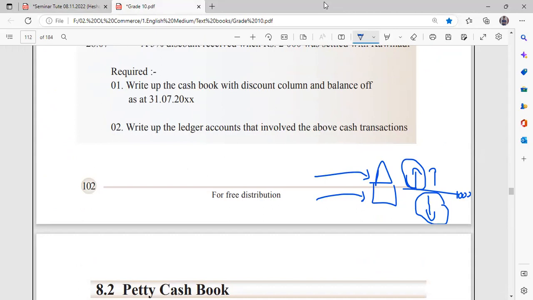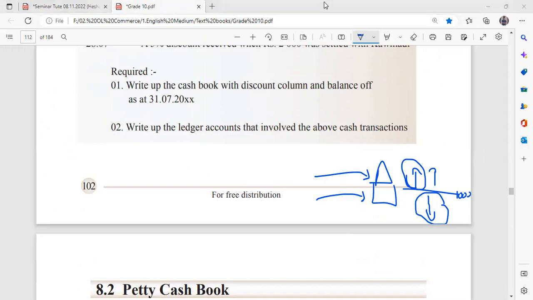Now I'm going to discuss petty cash imprest and reimbursing the petty cash imprest. This is very much important. Now think about this. This is our business, and this is the time period.